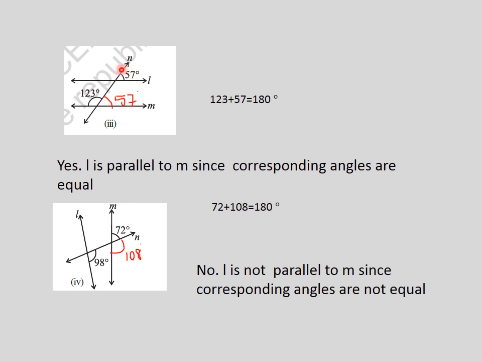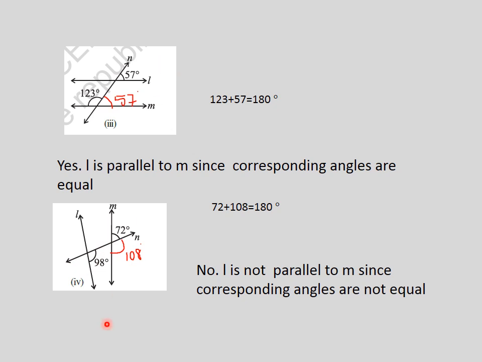And this is 57 and this is 57. These two are corresponding angles, 57 degrees and this 57 degrees, on the same side. So they are corresponding angles, and corresponding angles are equal. Therefore, L is parallel to M. Okay. So if corresponding angles are equal, then the lines are parallel to each other. Okay, and vice versa.